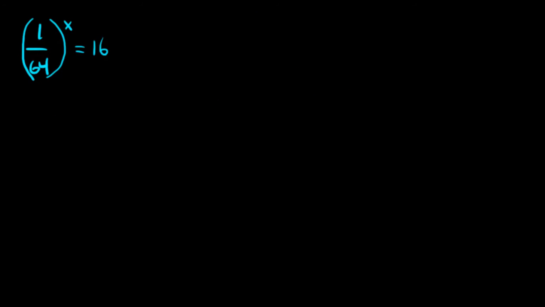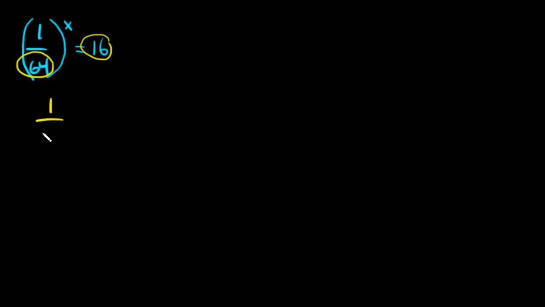Now let's increase the difficulty just a little bit. We have a 64, which has a base 2. 64 would have a base 2, and 16 also has a base 2. So let's change these two values to have a base 2.